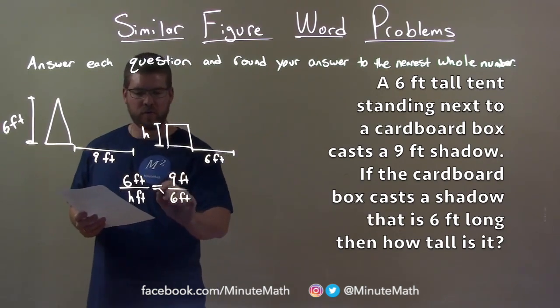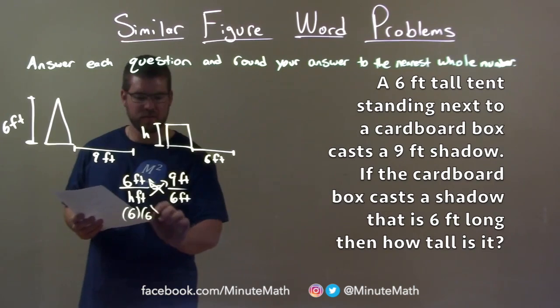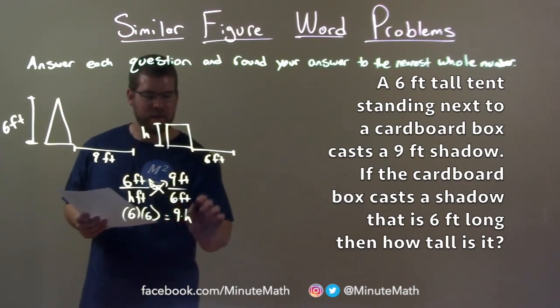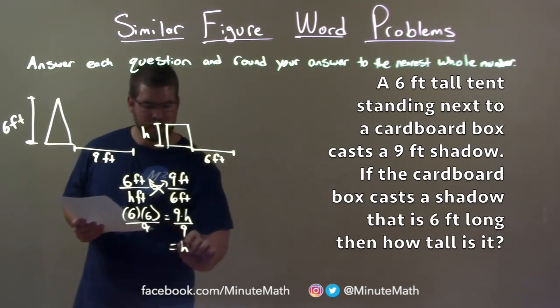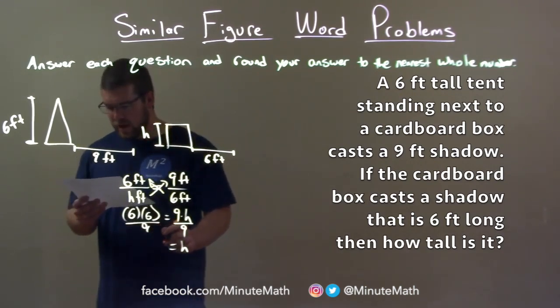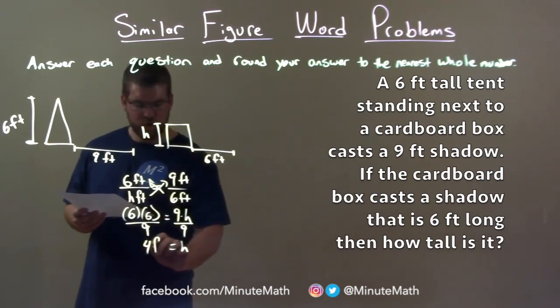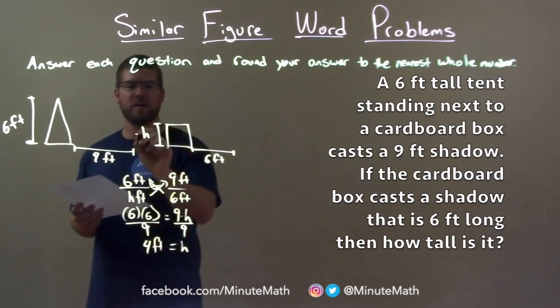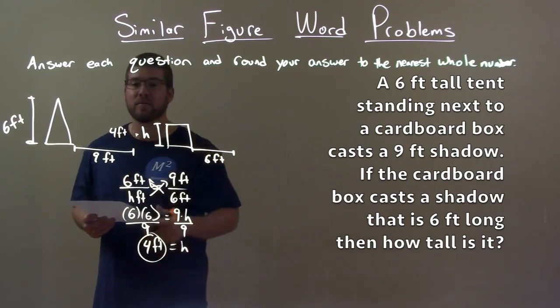To solve that, we cross multiply. We're left with 6 times 6 equals 9 times h, and then divide both sides by 9 to get h by itself. So that h value we found, 6 times 6 divided by 9, is 4 feet. So our height here is just 4 feet for that box.